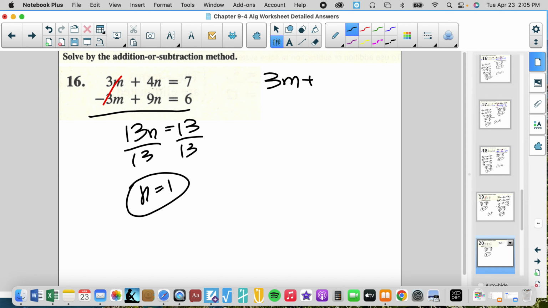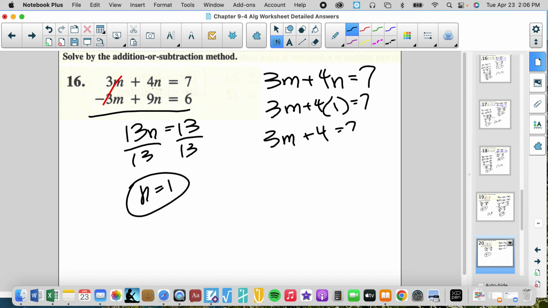3m, I don't have to write an arrow. Plus 4n equals 7. I just need to choose one. 3m plus 4 times 1 equals 7. 3m plus 4 equals 7 minus 4. 3m equals 3. Divide by 3. m equals 1.